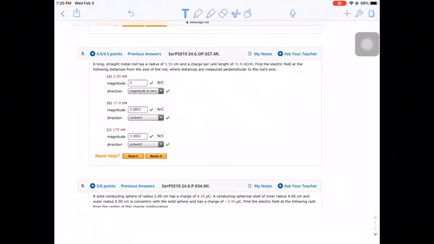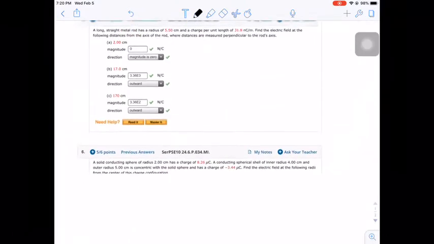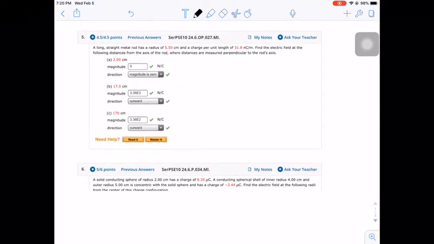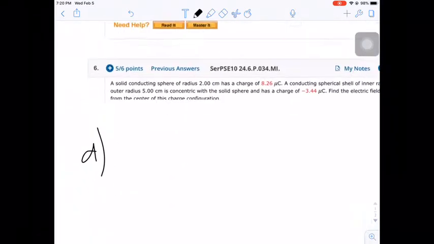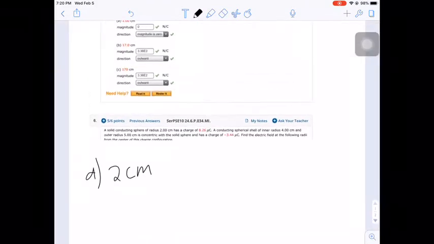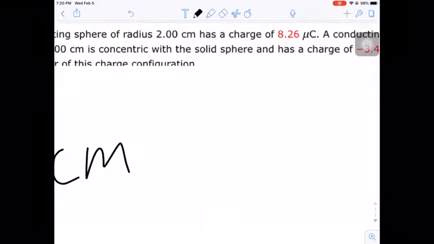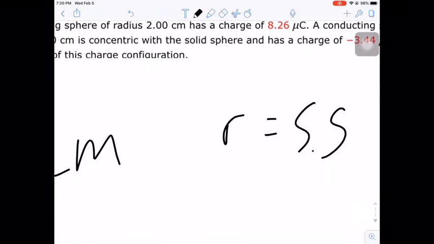So for all of these, we're going to find the electric field at the following distances. For letter A, it says 2 centimeters. So we know that R is 5.5 centimeters.